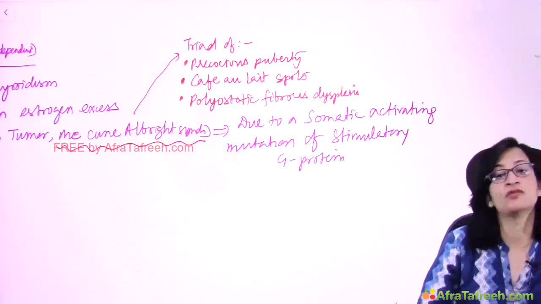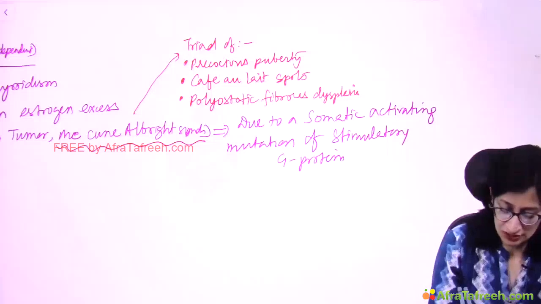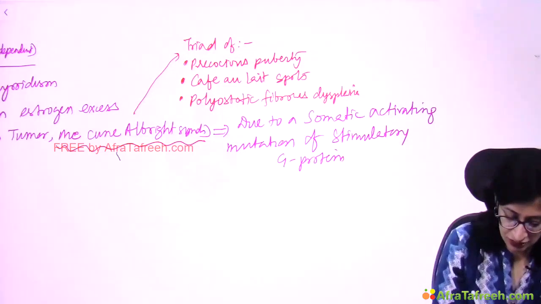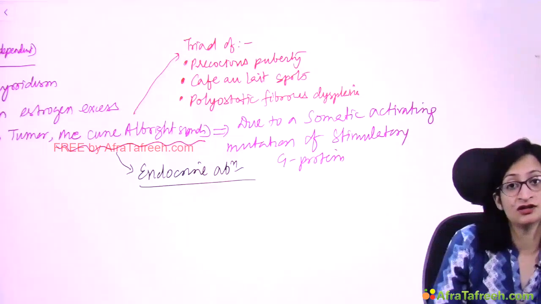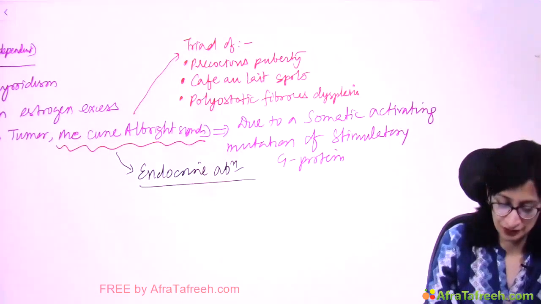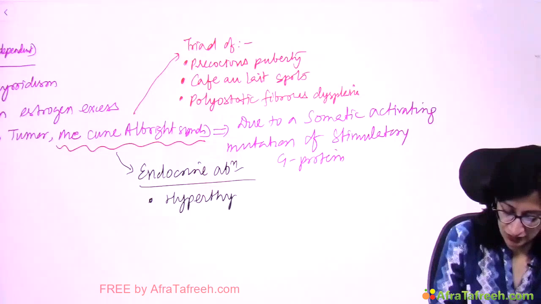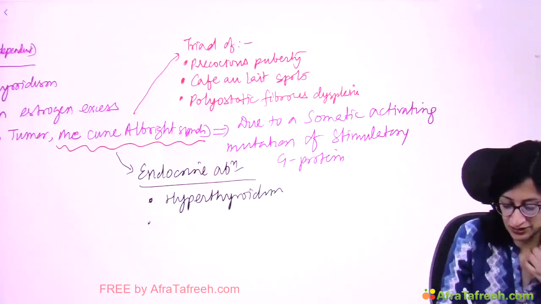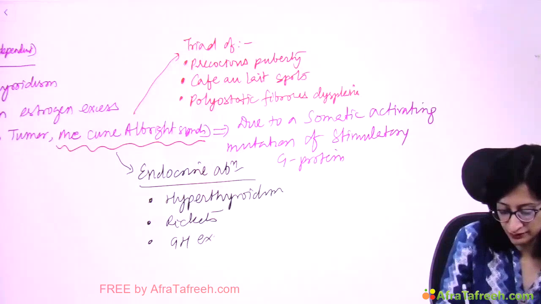The endocrine abnormalities seen in McCune-Albright syndrome include precocious puberty, hyperthyroidism, rickets, Cushing's syndrome, and growth hormone excess.